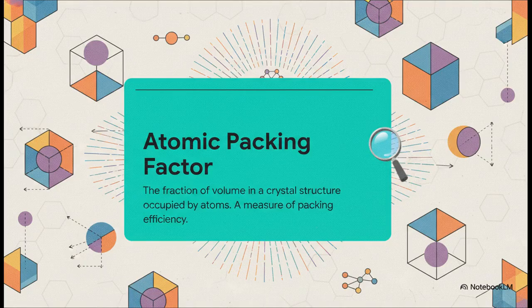Okay, so this leads to a really important question, especially for scientists and engineers. In any of these unit cells, how much of the volume is actually filled up by atoms, and how much of it is just empty space? Well, we have a name for that. It's called the atomic packing factor, or APF. It's basically a grade for packing efficiency.